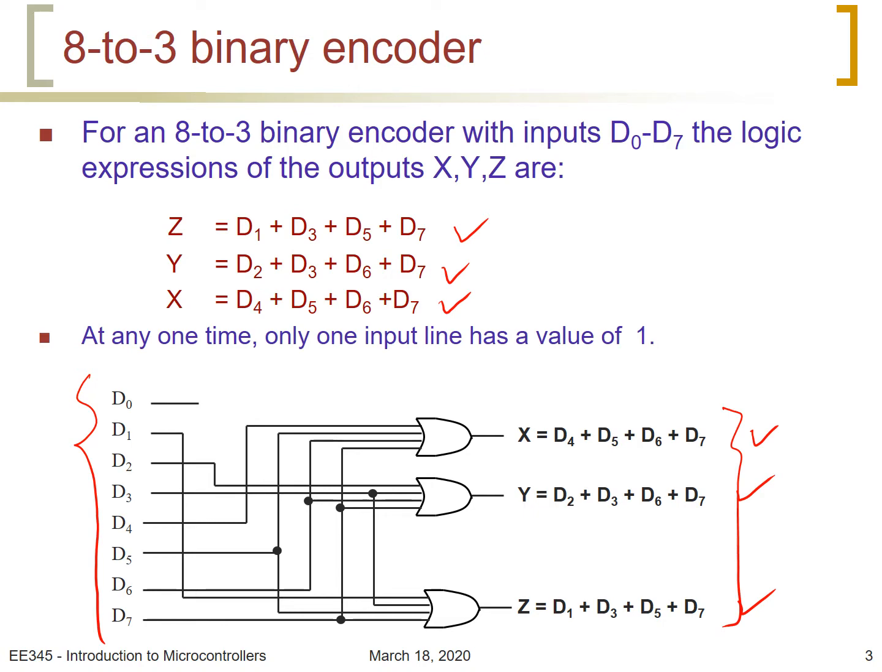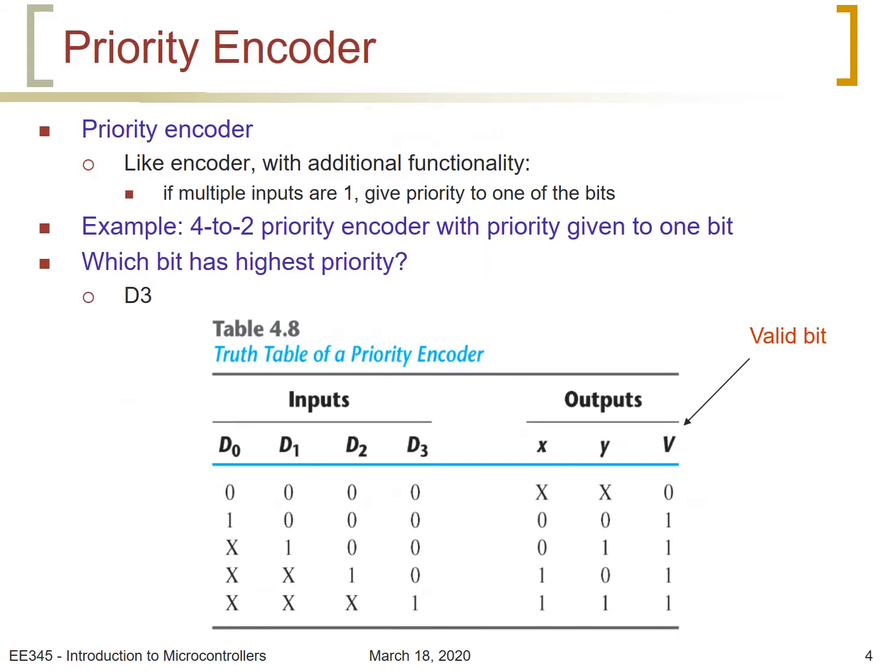Of course, at any one time, as we mentioned, we again stress the fact that only one input line has a value of 1. Only one input line and exactly one input line. Therefore, there has to be one input line that is equal to 1 and only one input line. We have mentioned this in order to move forward with what we call the priority encoder.